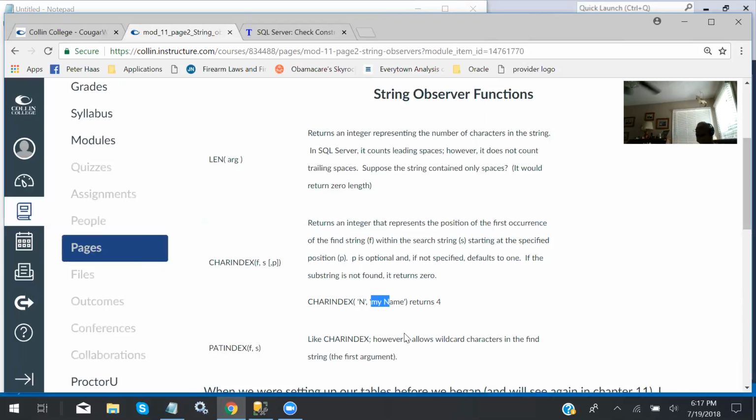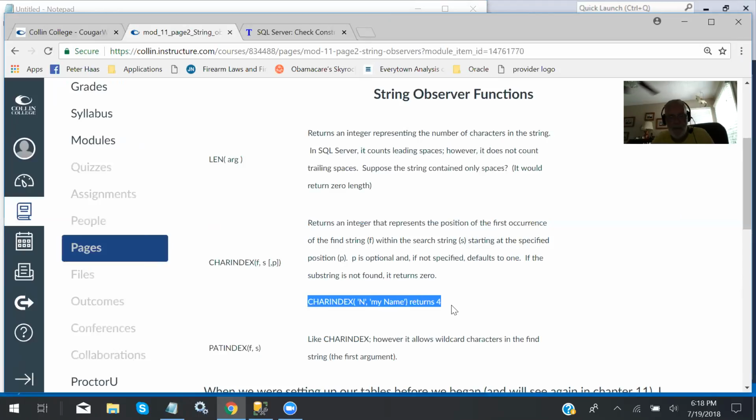Not all programming languages start counting at 1. Some of them will start counting at 0. SQL starts counting at 1. Okay? If it finds it, it returns that value. It did not have to be a single character. It could have been NAM and it would have still returned 4. Had it been NAX, it would not have found it and it would have returned 0. So if the substring is not found, it returns 0.